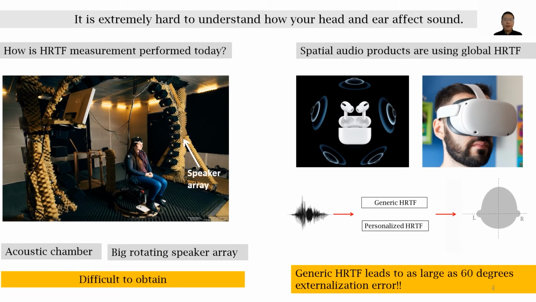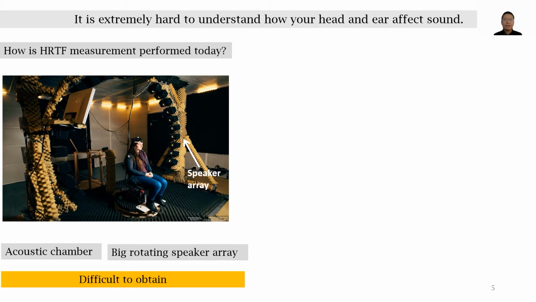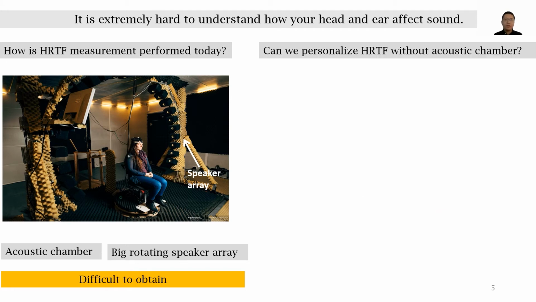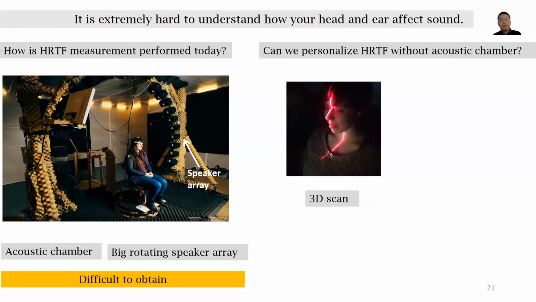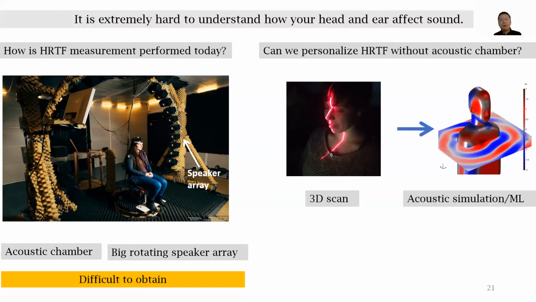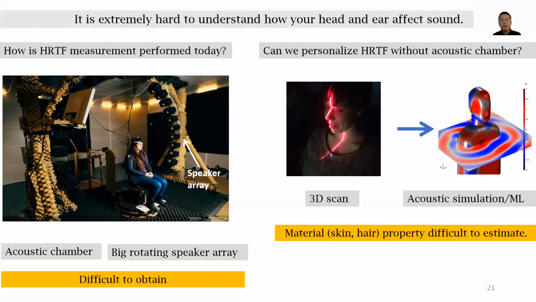Then the natural question is, can we personalize HRTF without acoustic chambers? Previous researchers have used 3D scans to capture the shape of the user's head and ear. And then they perform acoustic simulation or a machine learning-based approach on the 3D scan result. And in this way, they can obtain the HRTF. This is better than an acoustic chamber, but some material properties like the skin and the hair properties are still very difficult to estimate.